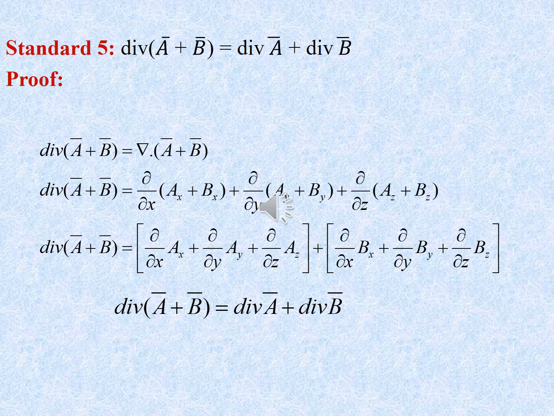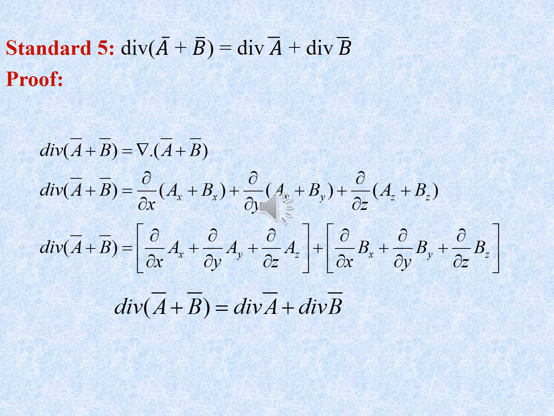Standard 5. Div of (A bar + B bar) is equal to div A bar + div B bar. So we know the formula: div A bar is equal to del dot A bar. So I am substituting the same formula here. So div (A bar + B bar) is equal to del dot (A bar + B bar). We know the del terms, that is equal to ∂/∂x of (Ax + Bx) + ∂/∂y of (Ay + By) + ∂/∂z of (Az + Bz). So I am separating the A values and B values here.